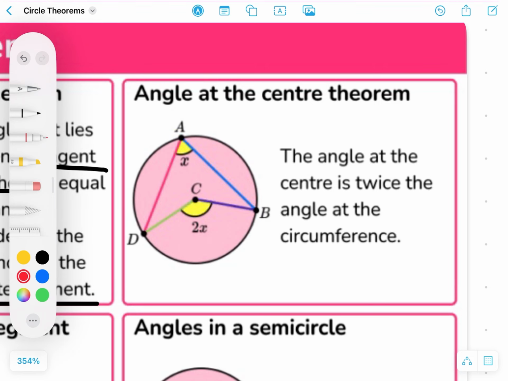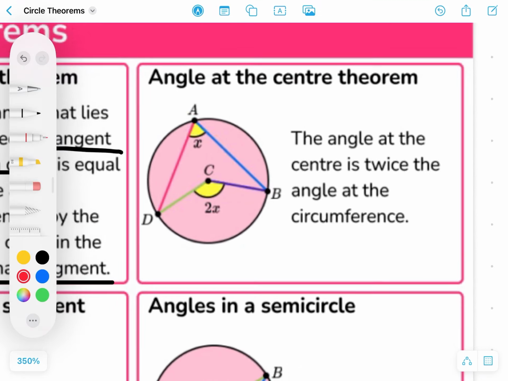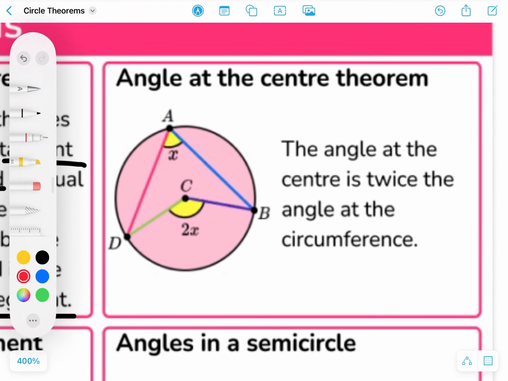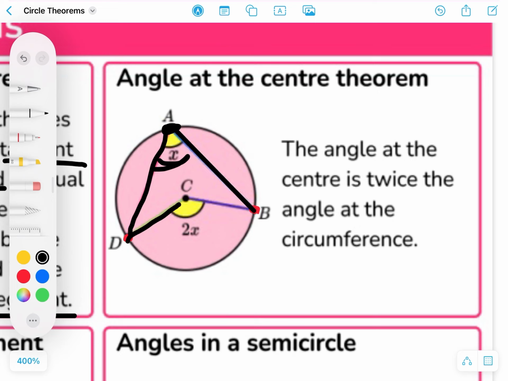So for the next one, we have the angle at the center is twice the angle at the circumference. This is a pretty simple one. If you have an angle here, it lies on the circumference. The point A lies on the circumference. And then if we have an angle with the legs coming off the same 2 other points. So D and B are fixed points. Well, we have 2 different pairs of legs coming off D and B. In this first case, they meet at the circumference. And in the second case, they meet at the center of the circle.